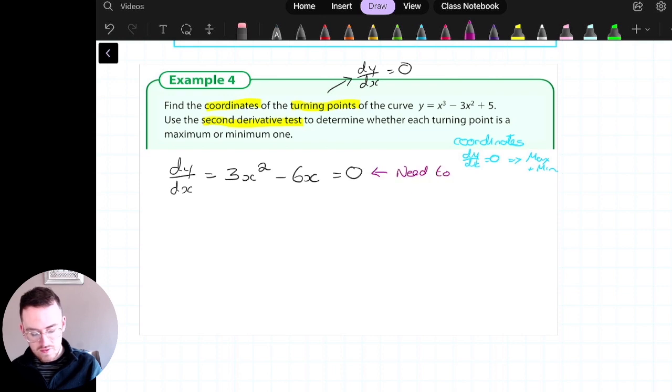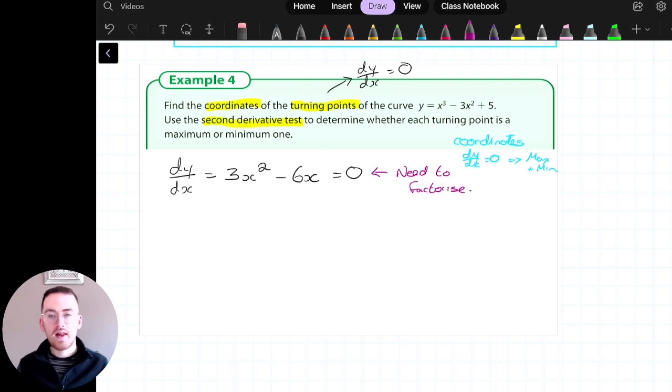We need to factorize. And why do we need to factorize? Well, because we can see for our equation here that we have two terms that both have x's. One of the terms has a higher power of x than the other, so one has an x squared, one has an x. So in order to solve for x, we're going to have to factorize and end up with two factors that we can put equal to 0 and then solve for.